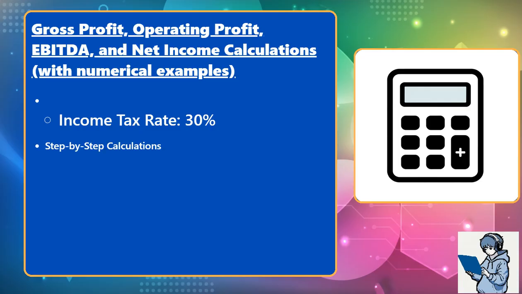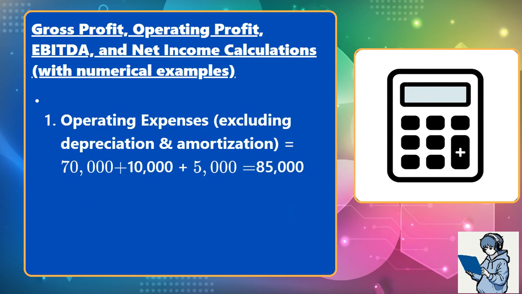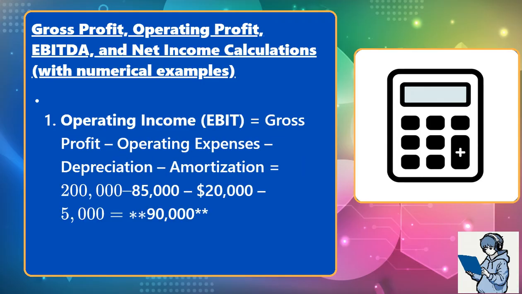Step-by-step calculations. Gross profit equals revenue minus cost of goods sold, equals $500,000 minus $300,000, equals $200,000. Operating expenses excluding depreciation and amortization equal $70,000 plus $10,000 plus $5,000, equals $85,000. Operating income, EBIT, equals gross profit minus operating expenses minus depreciation minus amortization, equals $200,000 minus $85,000 minus $20,000 minus $5,000, equals $90,000.